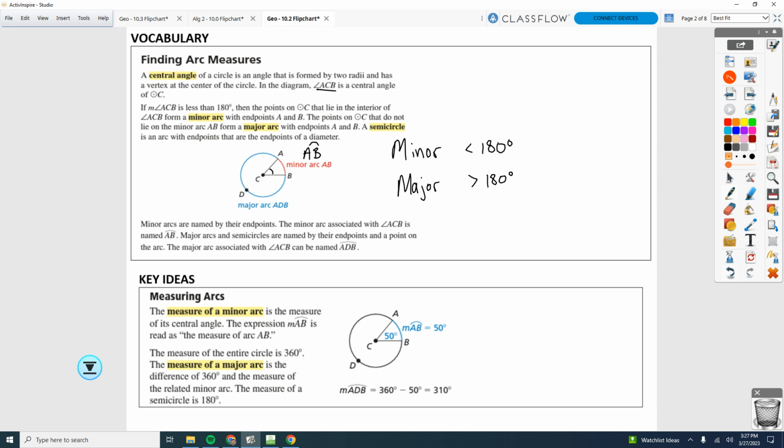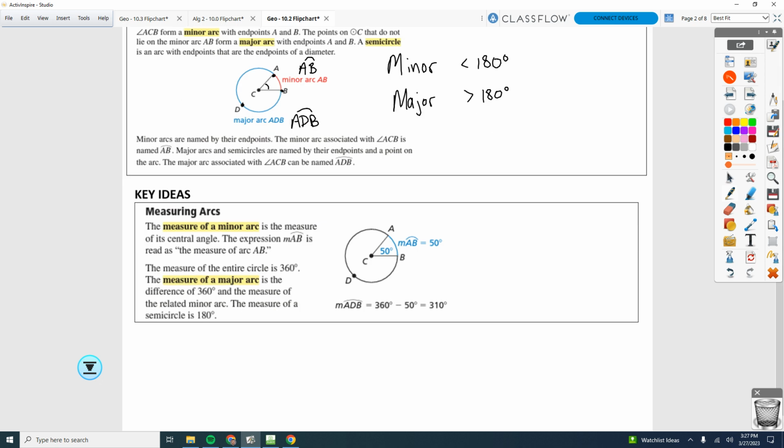A major arc, though, we usually use three letters to represent. We start with our starting letter, then we have another letter that goes through, and then we end at our ending point. So this major arc would be ADB, and we use that little arc above it. You can also do BDA, same type of thing. The measure of an arc is the same as the measure of its angle. We measure an arc in degrees. So if the central angle is 50 degrees, then the arc measure, which we represent using m and then the arc, is 50 degrees as well.